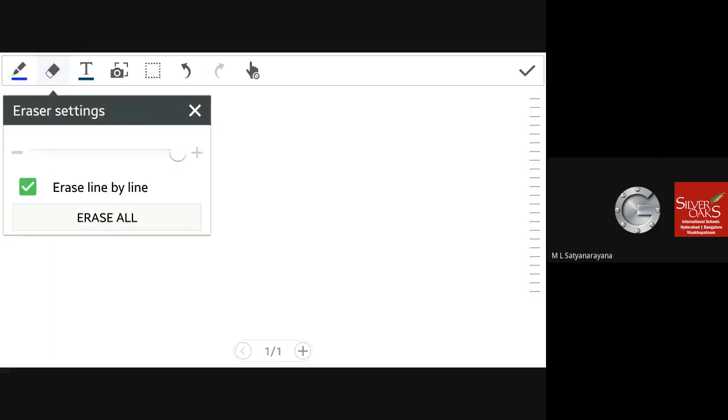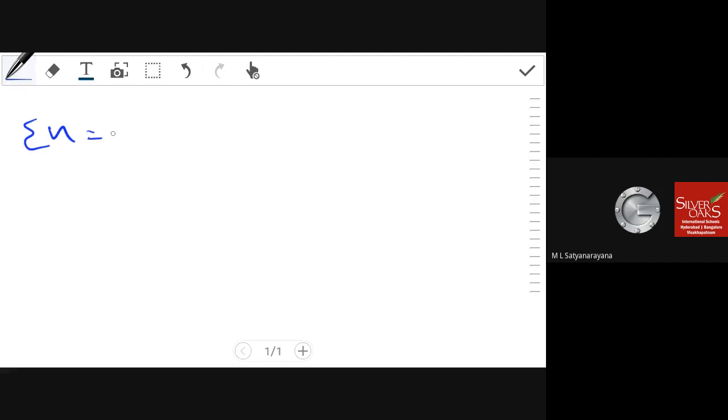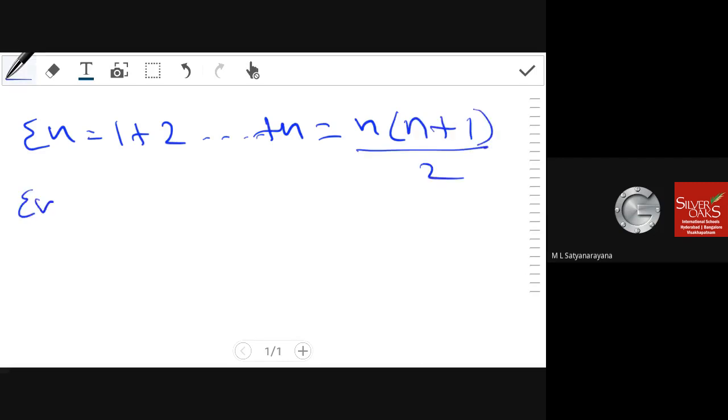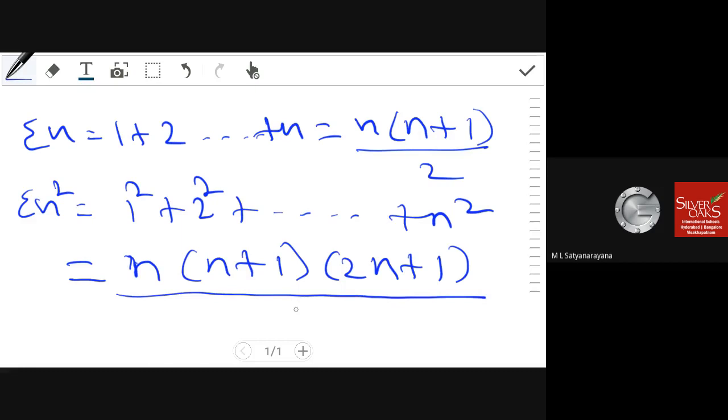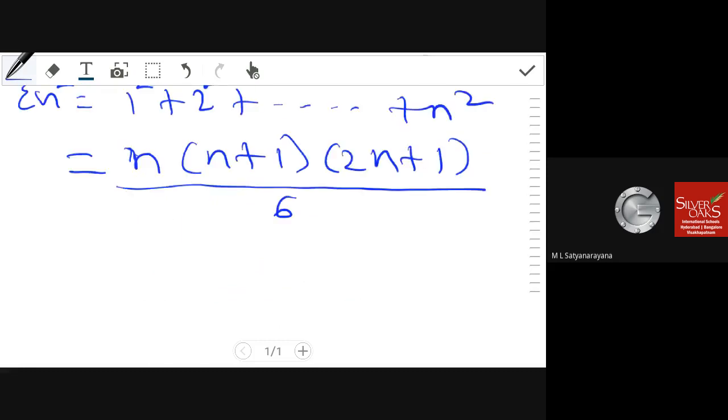Okay, let's write again neatly. Sigma n is nothing but 1 plus 2 so on up to n, and the formula is n into n plus 1 by 2. Sigma n square is 1 square plus 2 square so on up to n square, the sum of the squares of the natural numbers. The formula is n into n plus 1 into 2n plus 1 by 6. You have to remember these formulas. The derivations are not so important for the exam, but better you remember the formulas.